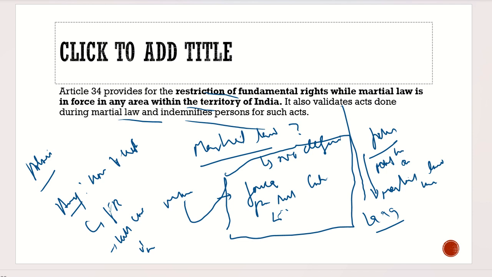So what Article 34 is basically talking about is that when there is martial law, there are certain rights which they enjoy, and certain fundamental rights are restricted. So with this, Article 34 is clear.